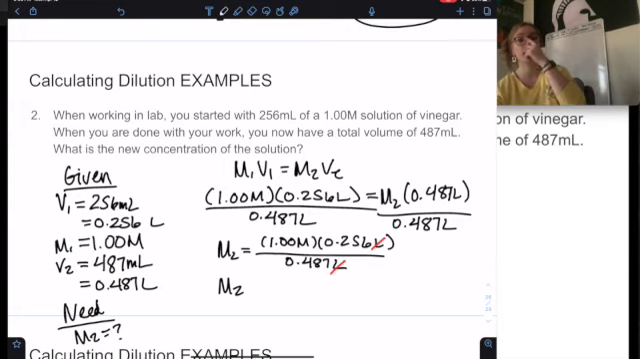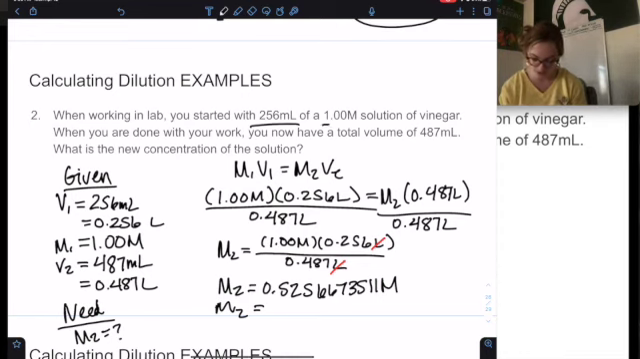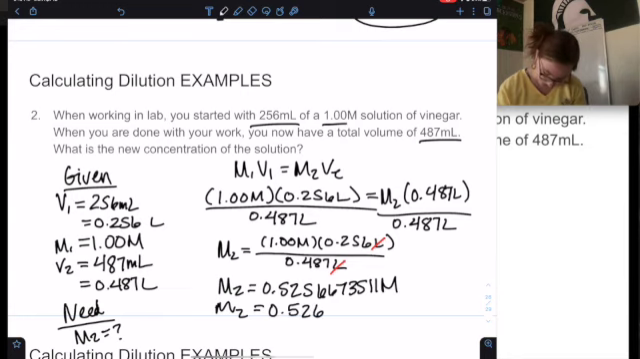So that means that M2 equals 0.52566735511 molar. However, if I'm looking at my problem, I need to make sure I'm in the correct number of significant figures. Here I have 3 sig figs. These zeros count, so here I have 3 sig figs as well. And here I have 3 sig figs. So I'm going to go for 3 sig figs, so I'm going to write this as 0.526 molar.